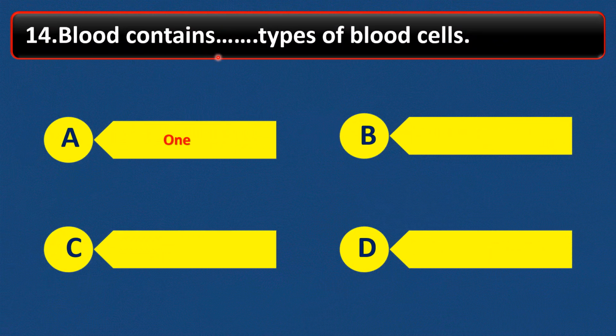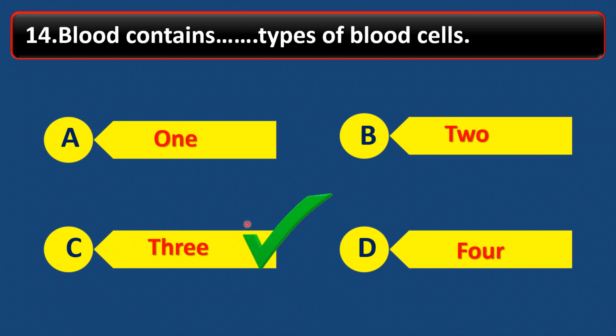Blood contains dash type of blood cells. Option A, 1. Option B, 2. Option C, 3. And option D, 4. The correct answer is option C, 3. Blood contains 3 types of blood cells.